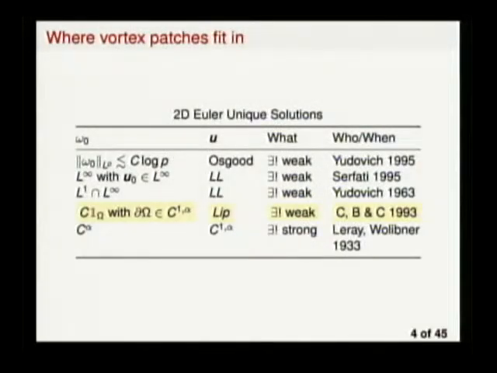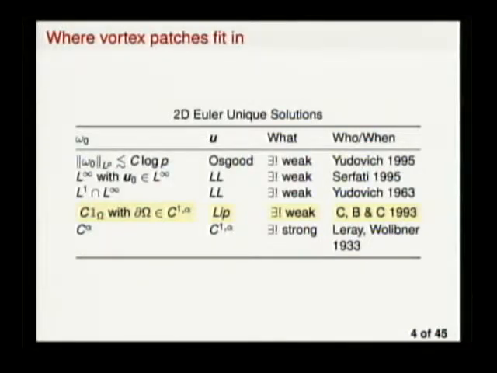All right, so where do vortex patches fit in? Well, I mean, they fit in a lot of different ways, but in terms of just well-posedness results, you see that back in the 30s, it was known that you get strong solutions if the initial data is in C^{1,alpha}. And the vortex patches don't really quite satisfy that. But if you drop down just a little bit, you get to the point where the vorticity is in L infinity, but the gradient isn't in L infinity, which would be the Yudovich result from 1963.